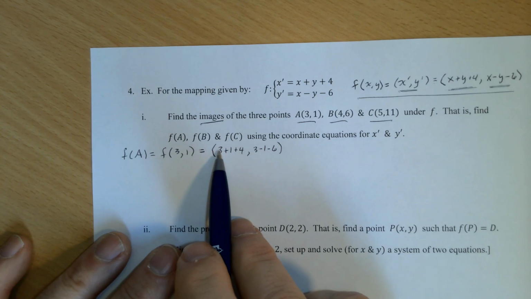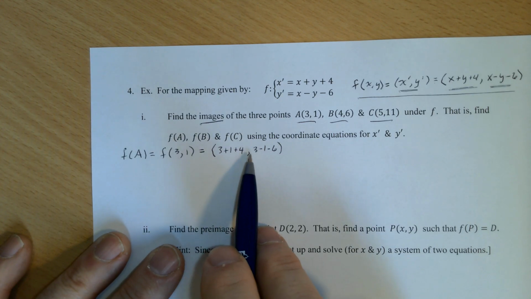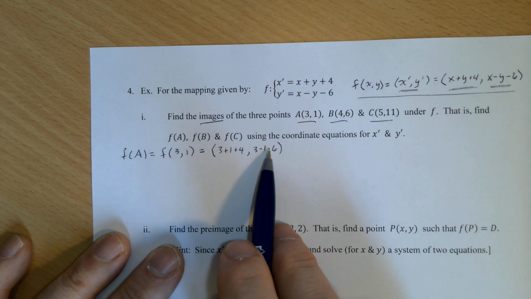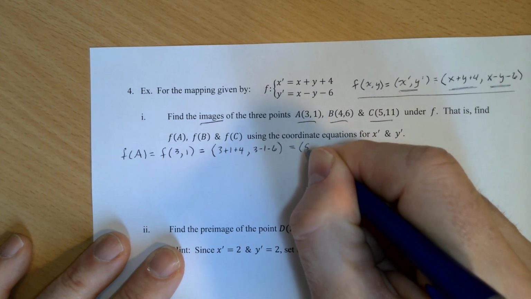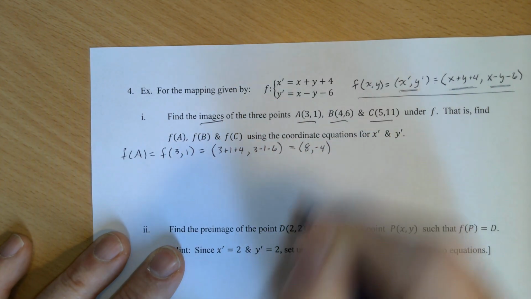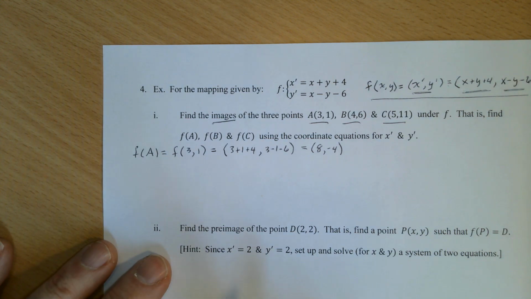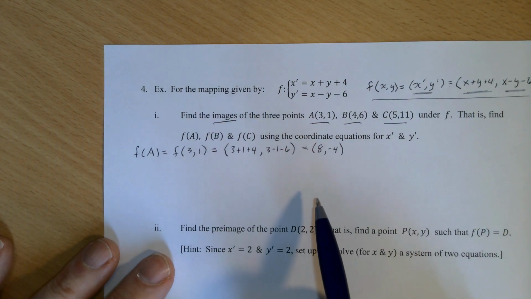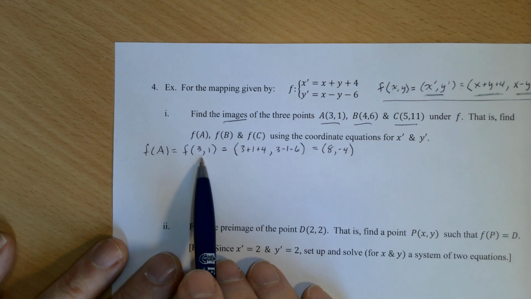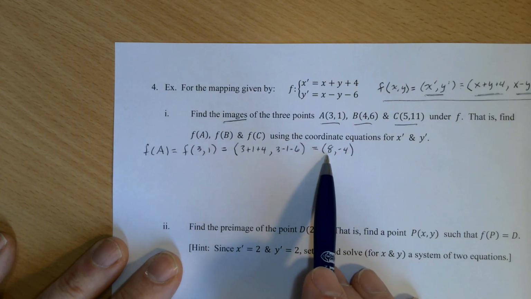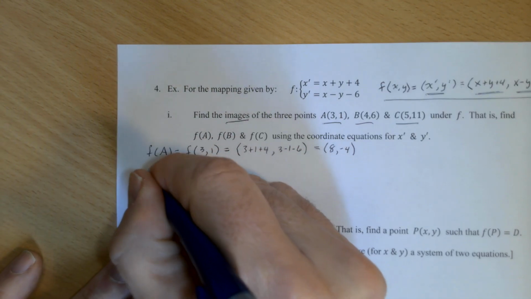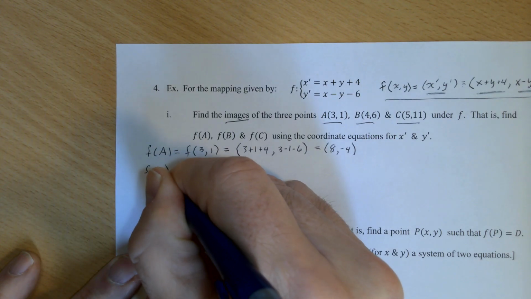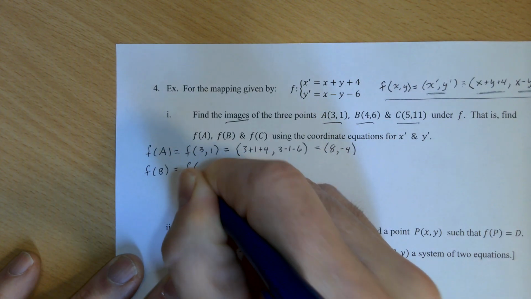And let's see what we get here. 8, and then we'll get 3 minus 1 is 2, minus 6 is negative 4. So 8, negative 4. So this mapping f takes the ordered pair 3, 1 and maps it over to 8, negative 4. Let's repeat for B and for C.